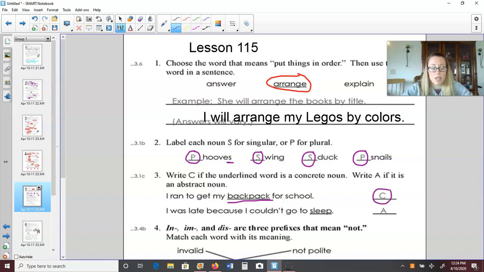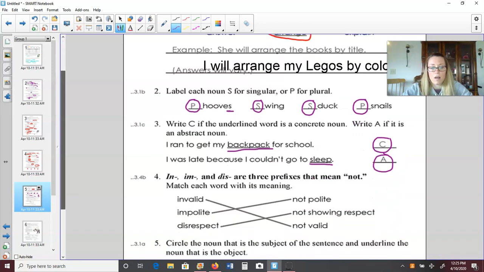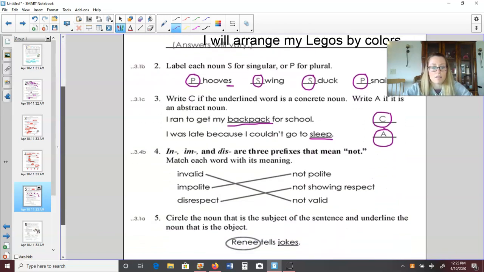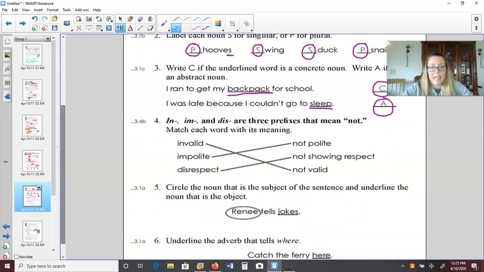I was late because I couldn't go to sleep. Now, that's kind of tricky because sleep, you know, you can see when someone is sleeping, but you can't see sleep by itself. You can only see what it looks like. So this would be an abstract noun. It's more abstract.